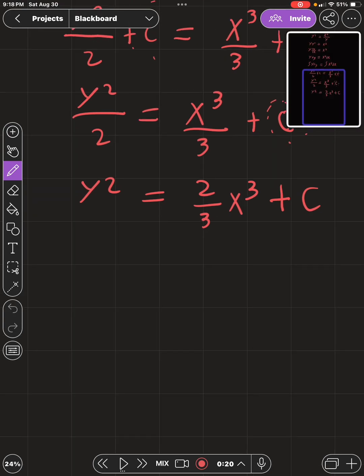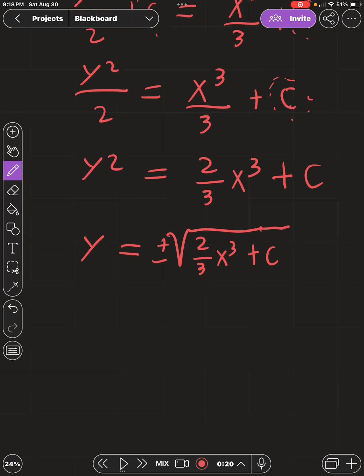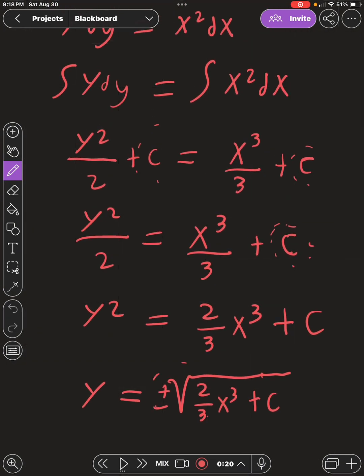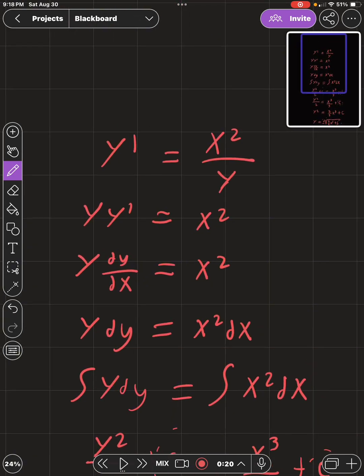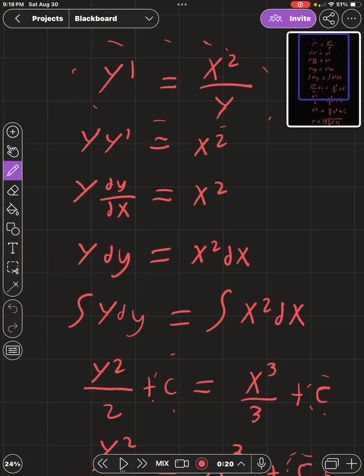And so now all we have to do is take the square root. So we're going to get the square root of y squared, so y is equal to plus or minus the square root of 2/3 x cubed plus some constant c. So that's the final form here. We solved the differential equation. A practice exercise you can do on your own is to plug this whole equation into the original equation, and you'll see that it works. You can plug it in here for y, and you should be able to evaluate it and confirm that this works.